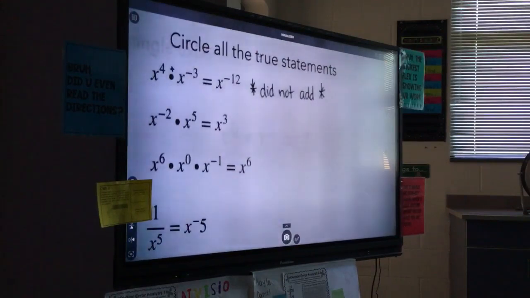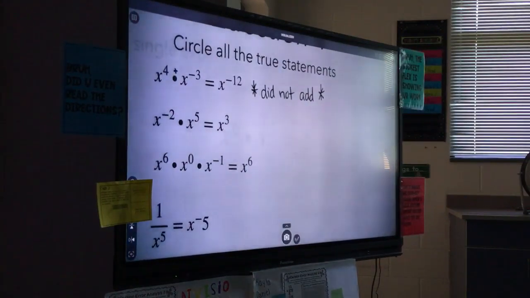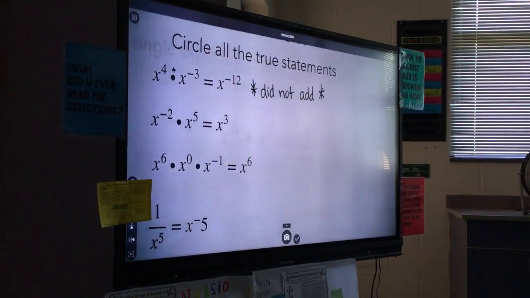All right, the next one. Stand up if you said this one is true. All right, Kira, why? Because it's multiplication, so you're adding exponents, and negative 2 plus 5 equals 3. Perfect. All right, so that one is true. So we'll go ahead and circle that one.